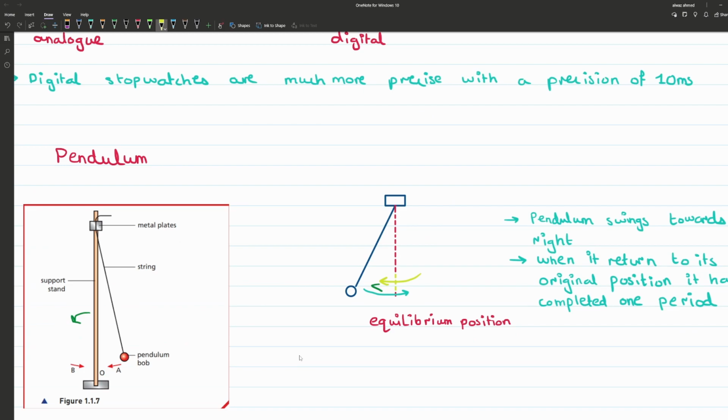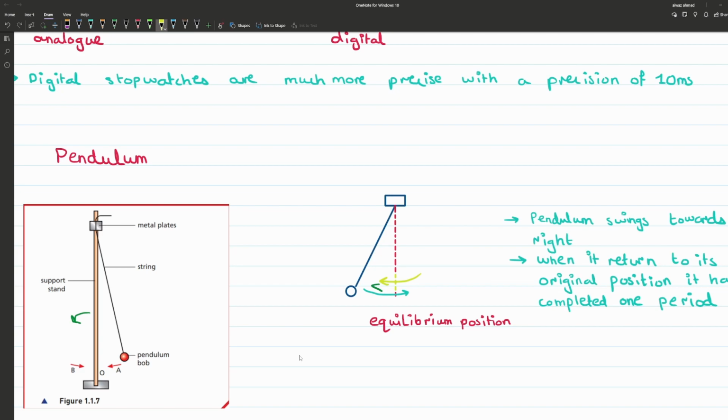We also have pendulums in our syllabus, so let's talk about them. So first of all, what a pendulum is basically. A pendulum is a bob connected with a string, while the other end of the string is connected between two metal plates or hung somewhere. Now we take the bob, move it to the right or the left and let it go. The pendulum bob swings and we basically get a pendulum.